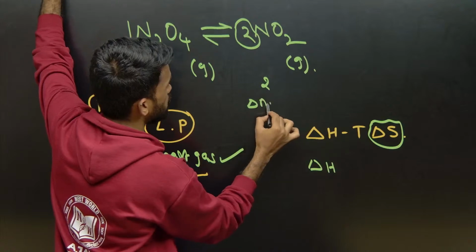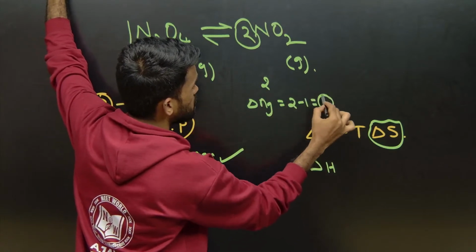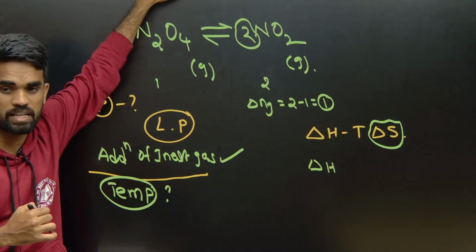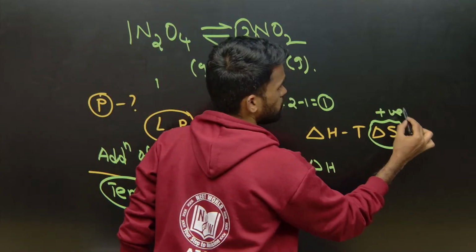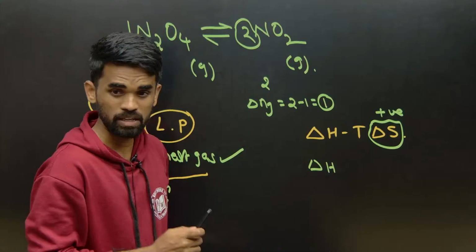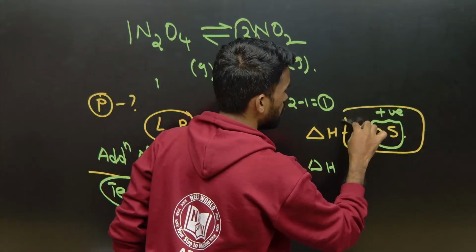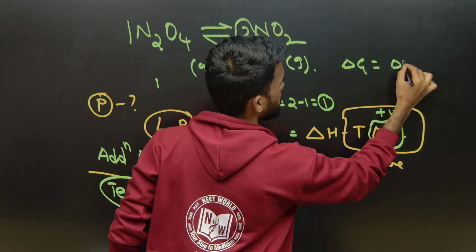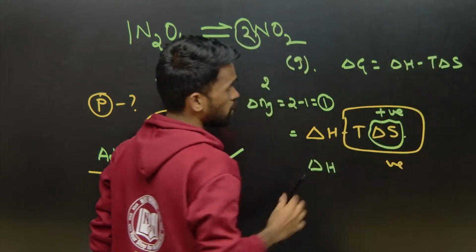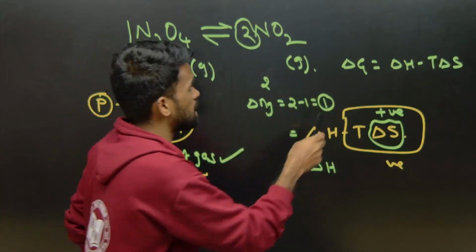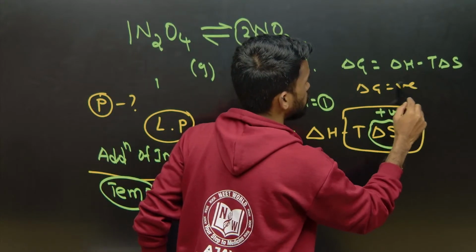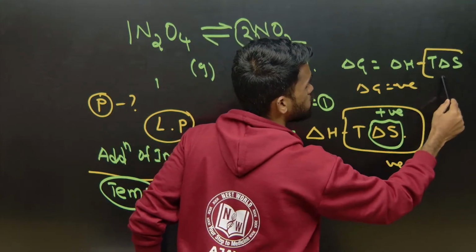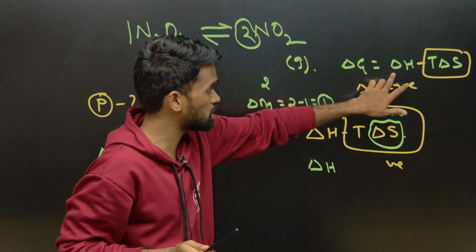So, delta Ng is 2 minus 1, which is 1. It means delta Ng is greater than 0, so entropy is increasing and delta S is positive. So the second term becomes negative. I got this equation from delta G equals delta H minus T delta S. For a spontaneous process, delta G has to be negative, so in order to make it negative, this term has to dominate, because we do not know delta H.